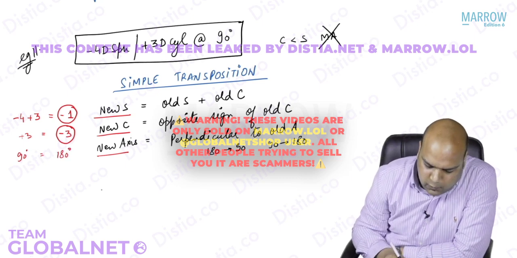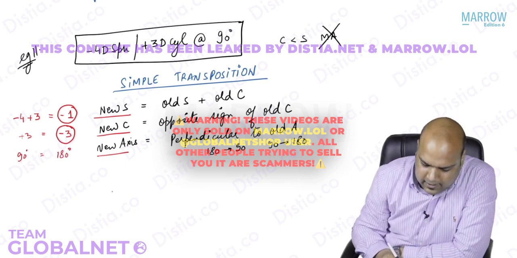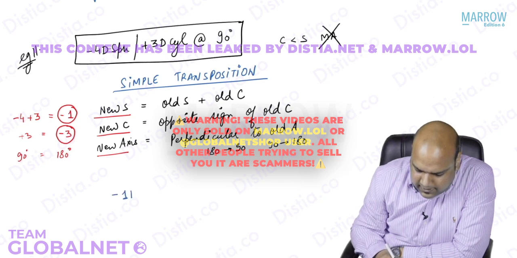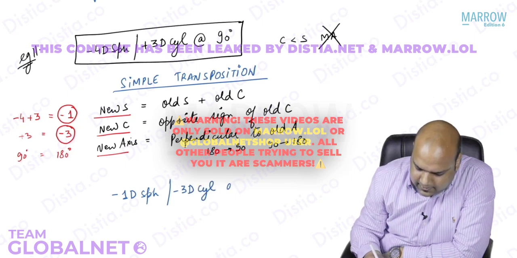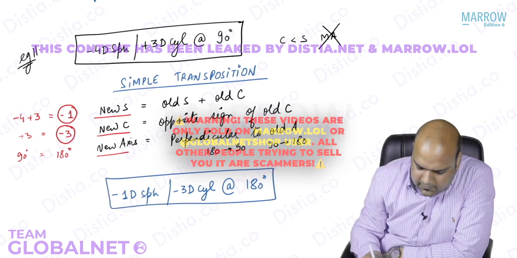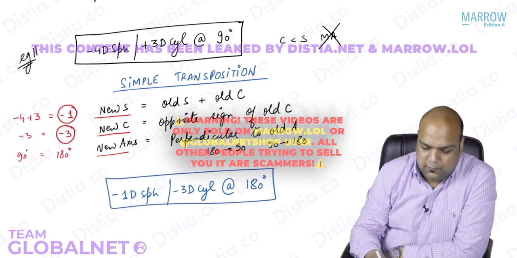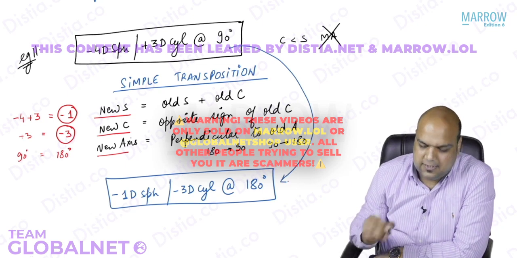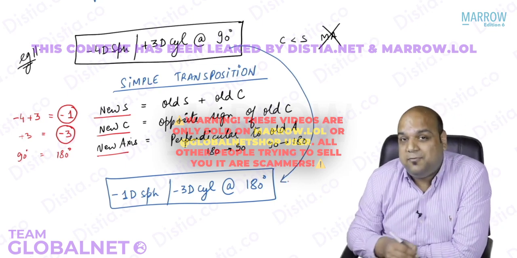So what does the new transposed number become, everybody? The transposed number becomes minus 1 diopter sphere with minus 3 diopter cylinder at 180 degree. Okay. So from this we have reached this. Now can you answer which refractory error is this?